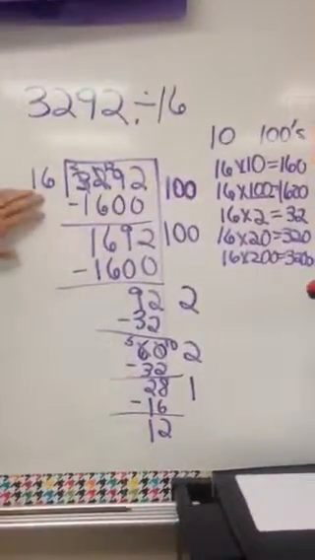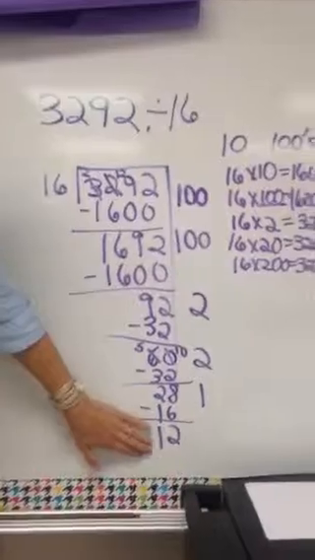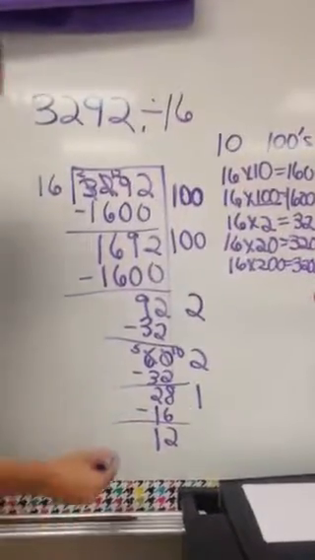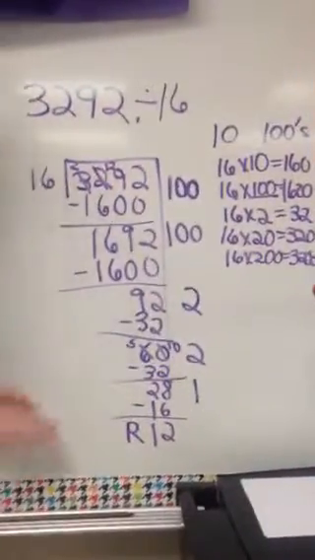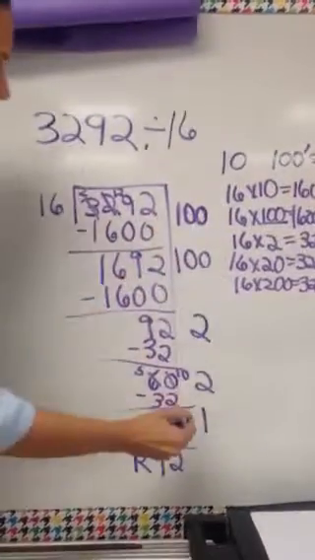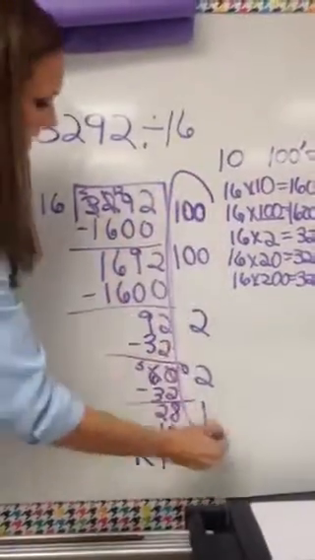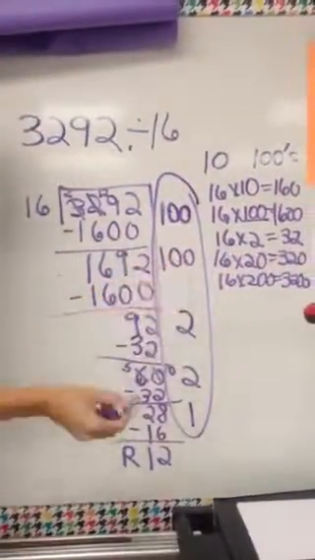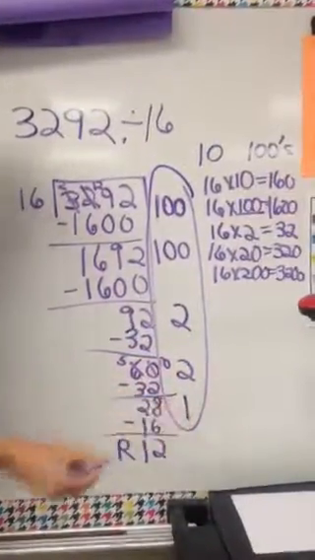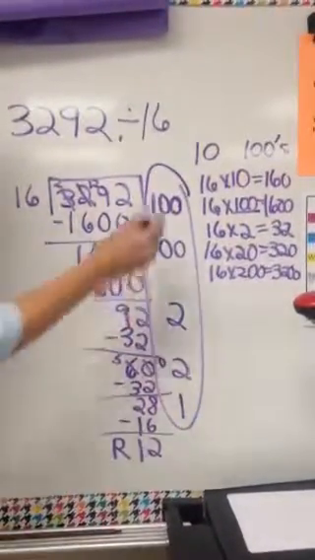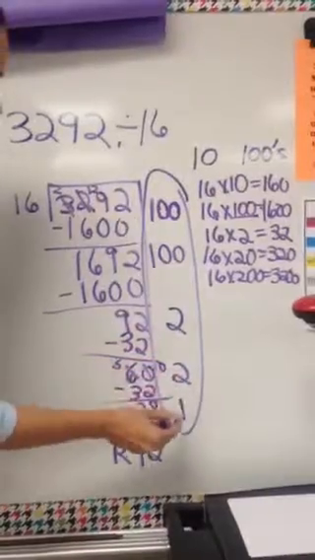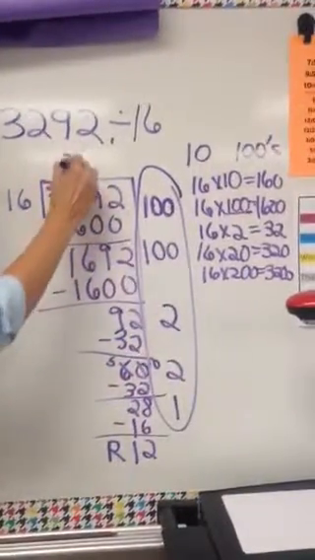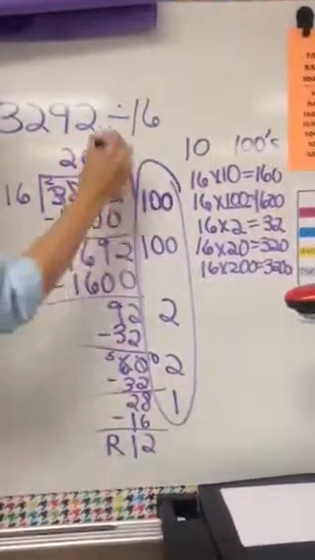Now, I can't take out any more groups of 16 because I only have 12 left. So 12 is going to end up being my remainder, my leftovers. I add up all my partial quotients. 100 plus 100 plus 2 plus 2 plus 1 is going to be 205 with a remainder of 12.